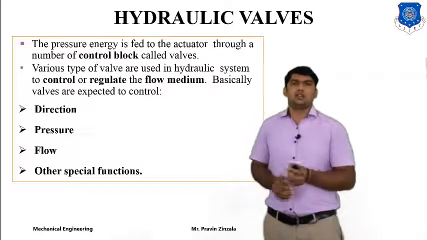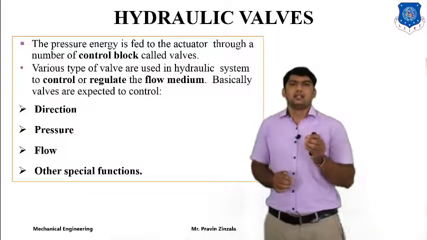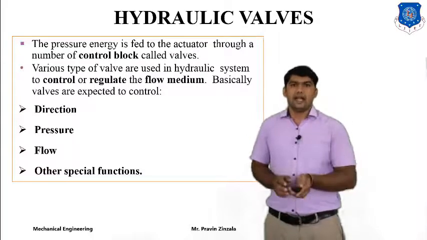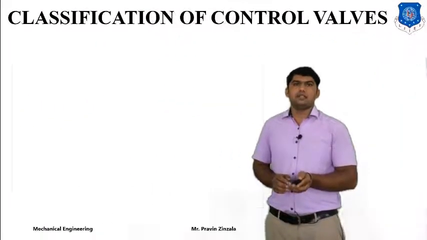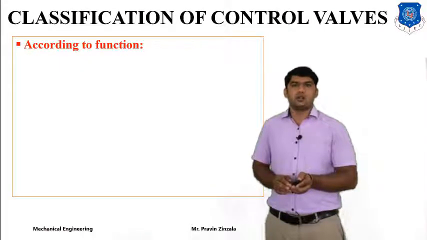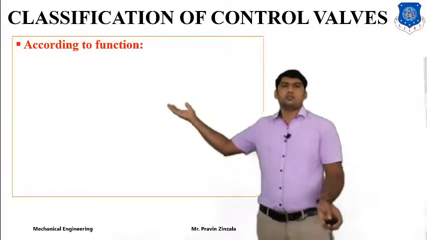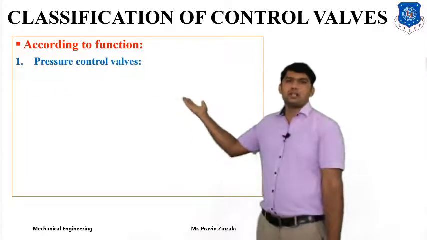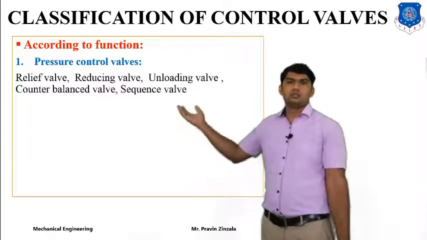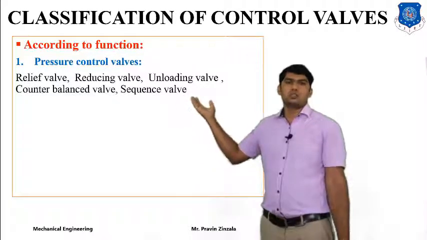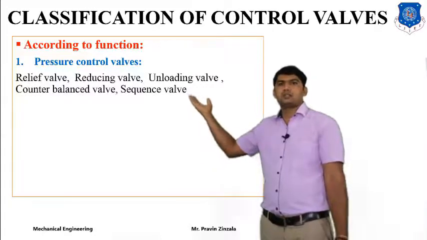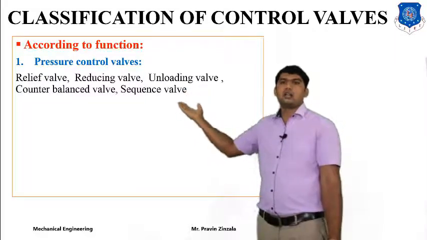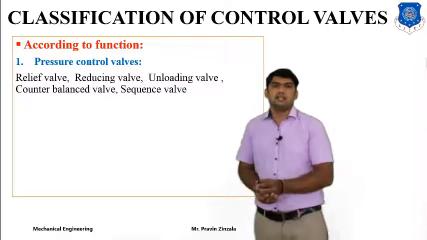It is generally used to control, regulate and supply the proper amount of fluid to the proper cylinder or proper actuator. Now we will discuss the classifications of control valves. The first classification of control valves is according to function. According to function, the first example is the pressure control valve. It is used to control the pressure throughout the system. Examples of pressure control valves are the pressure relief valve, pressure reducing valve, unloading valve, counterbalance valve and sequence valve.